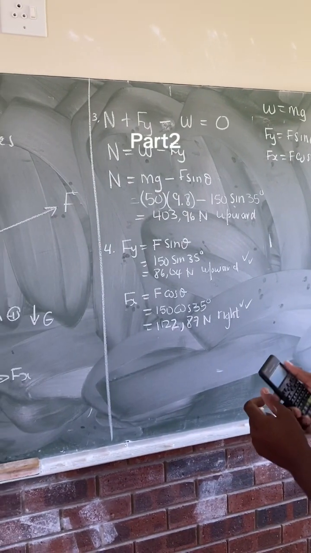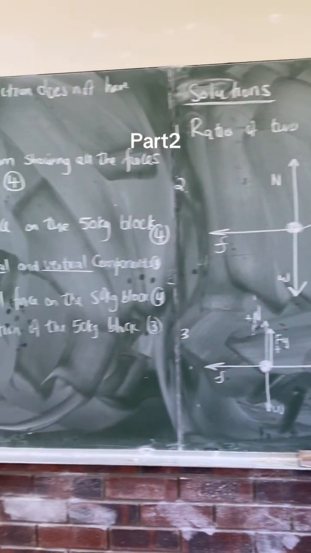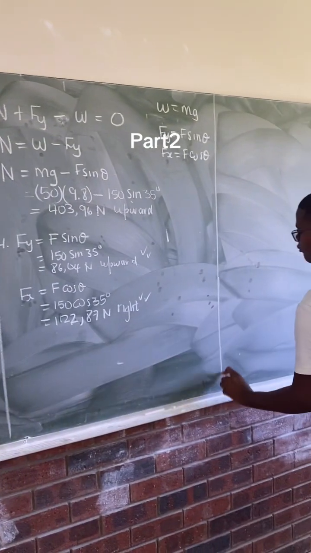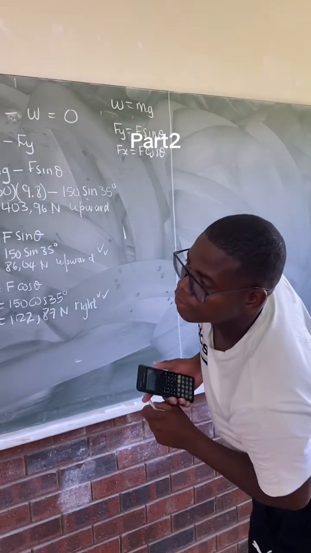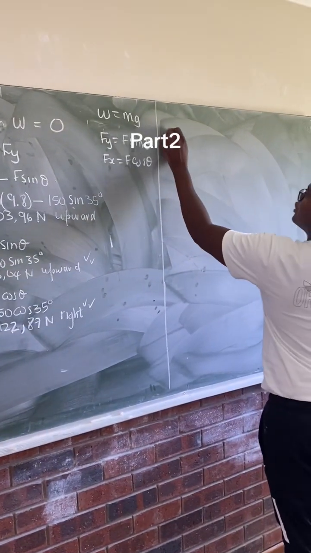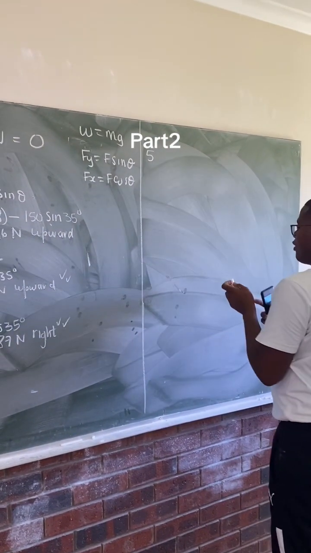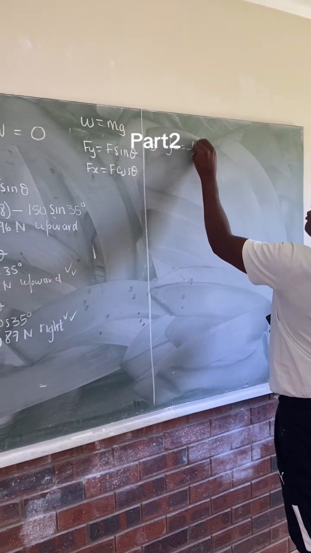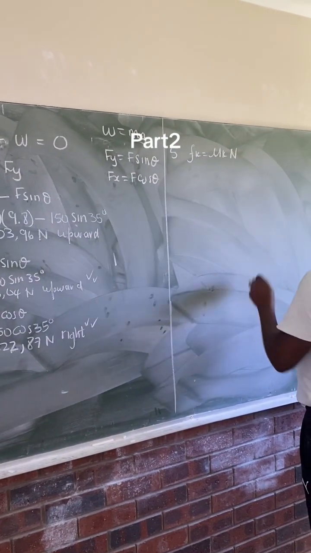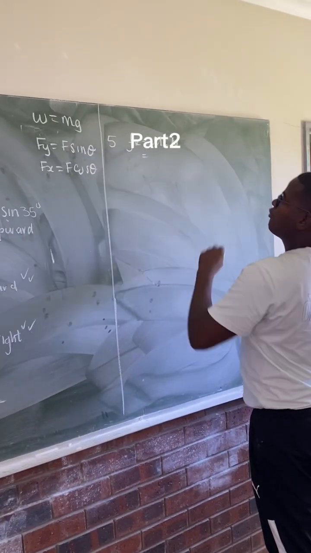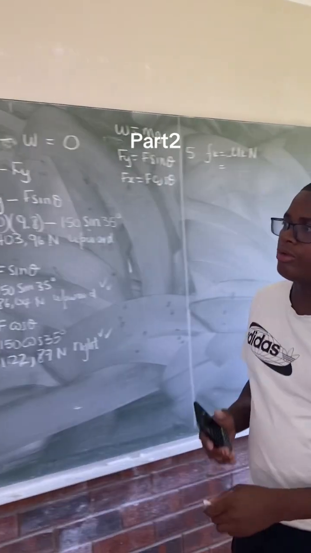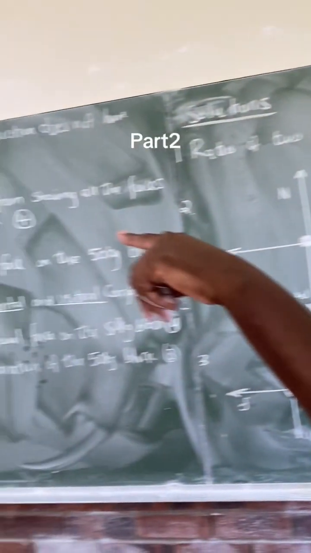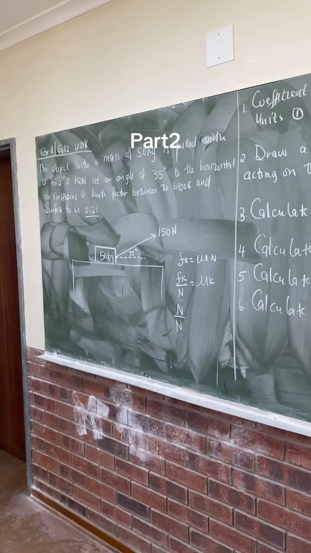Now, the next question is, let's calculate the frictional force, which is number 5. Remember you have the formula in the formula sheet which says Fk is equal to mu k normal. If you want to calculate the frictional force, they give us the mu k to be 0,21 in the question.